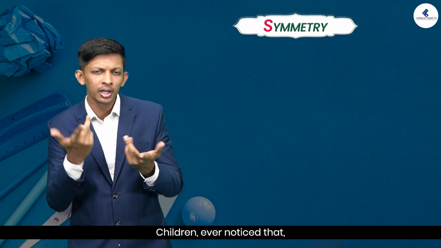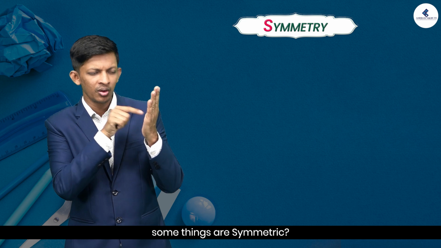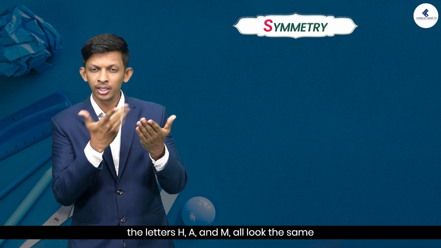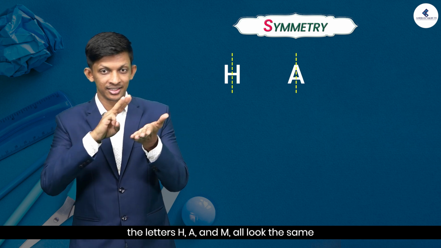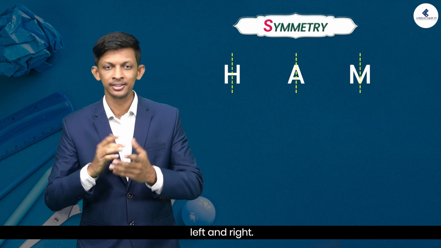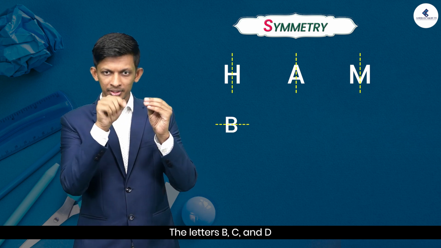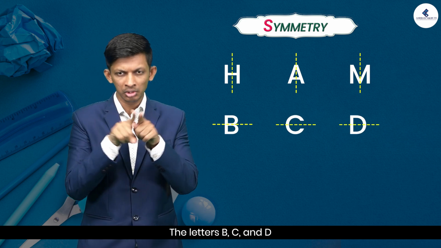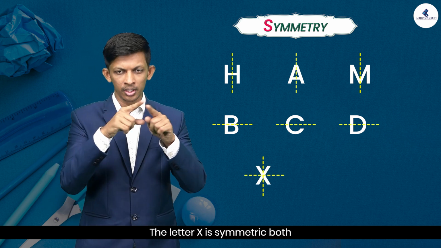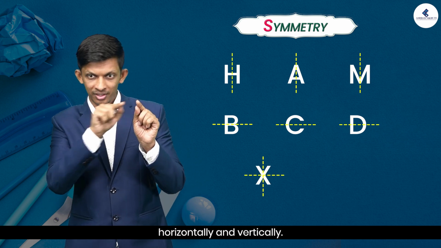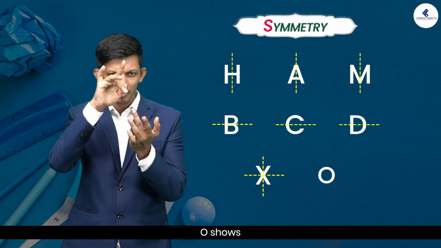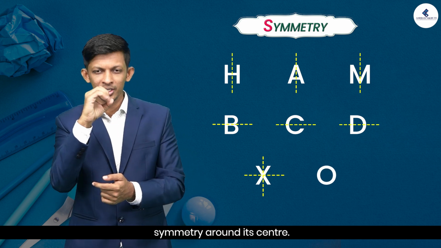Children, ever noticed that some things are symmetric? For example, the letters H, A and M all look the same left and right. The letters B, C and D are the same along a horizontal line. The letter X is symmetric both horizontally and vertically. A perfectly round O shows symmetry around its center.